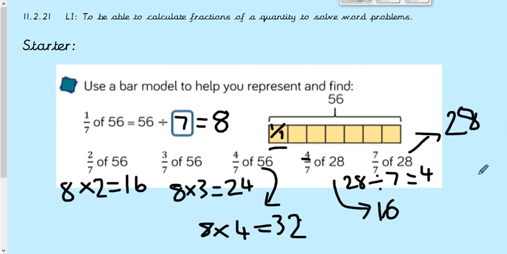Okay, and we could even double check that. You could do 28 divided by 7, which is 4, times by 7, which is 28. So it means that that is the whole amount. So hopefully if you had a go on your own, you managed to get all of those correct and you were able to use the bar model to help you.